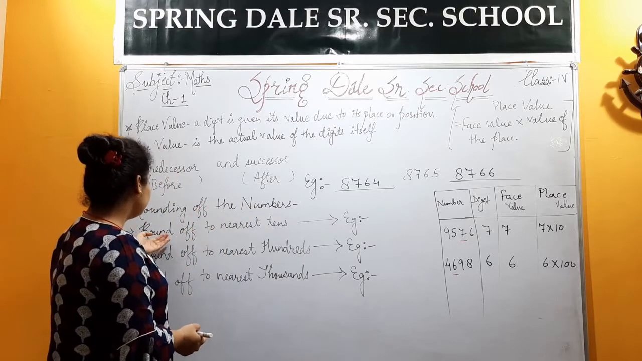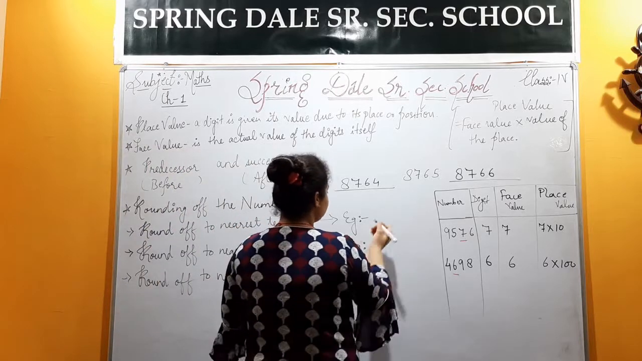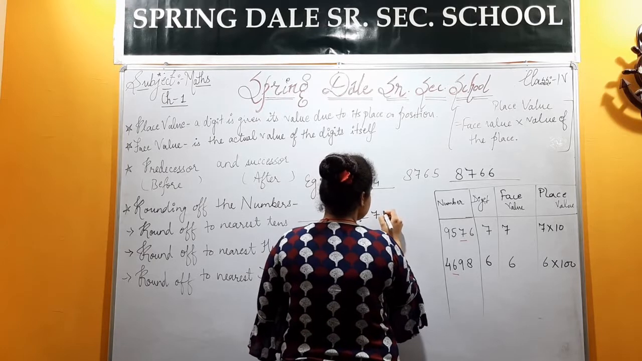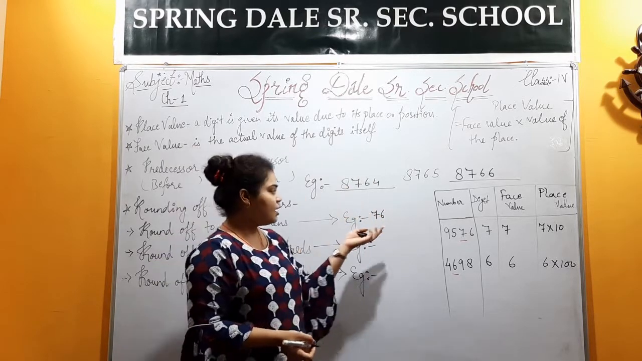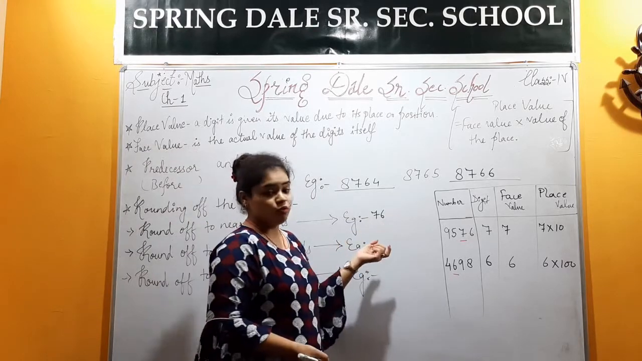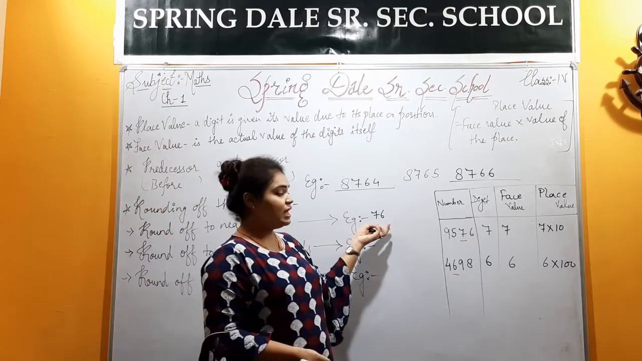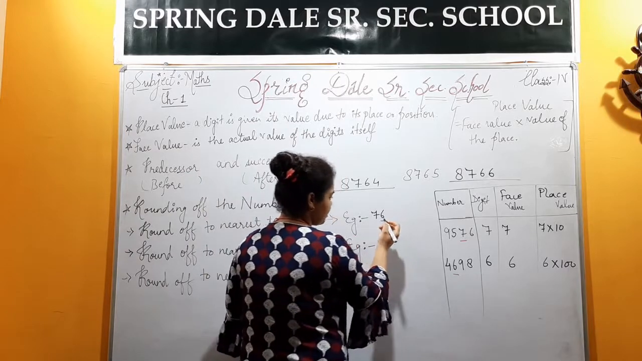Now, moving to the next topic, we have rounding off the numbers. First one we have is round off to the nearest tens. Here we take one example. We have a number 76. Now, we have to make this number to the nearest 10. So, for making the nearest tens, we will see the place value of the ones place. Now, here it is 6.